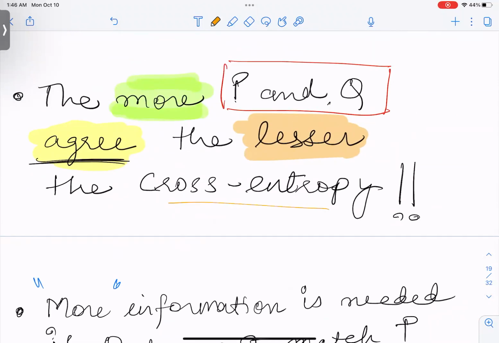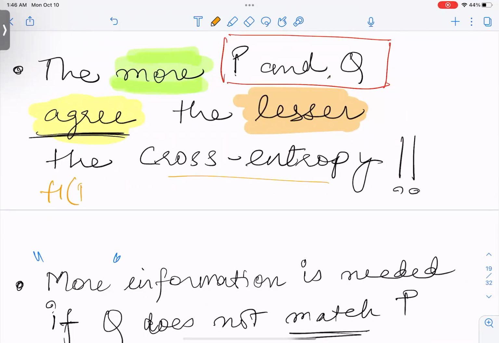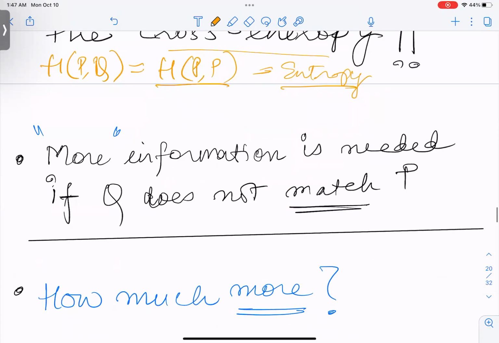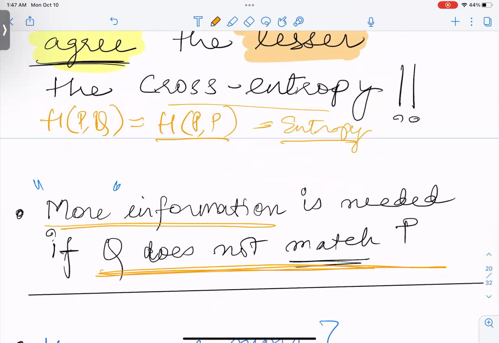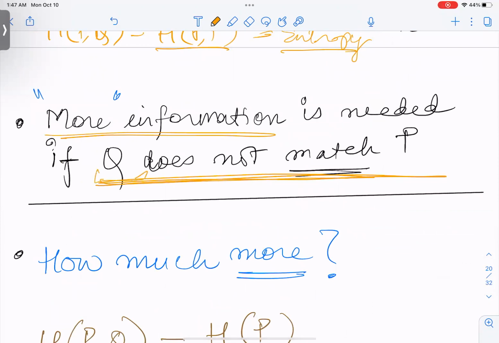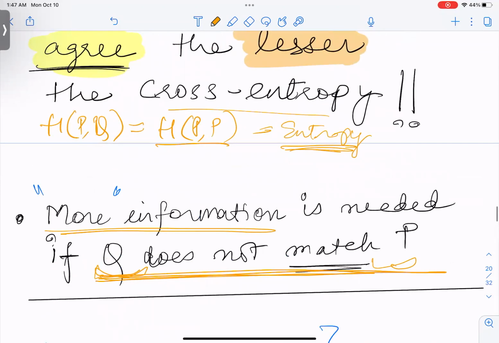And if they're equal, what is going to be the case? H(P, Q), if they are equal, will become H(P, P), and it will just be equal to the entropy. So more information is needed if Q does not match P. Till this point, we have got the fact that cross entropy needs more information when Q does not match P. If Q matches P, then it is nothing but equal to the entropy of P.